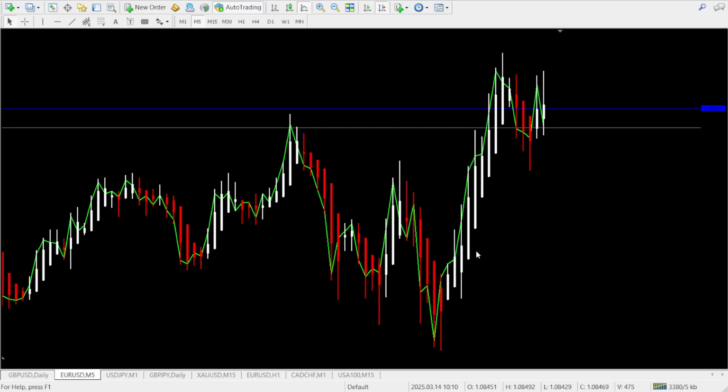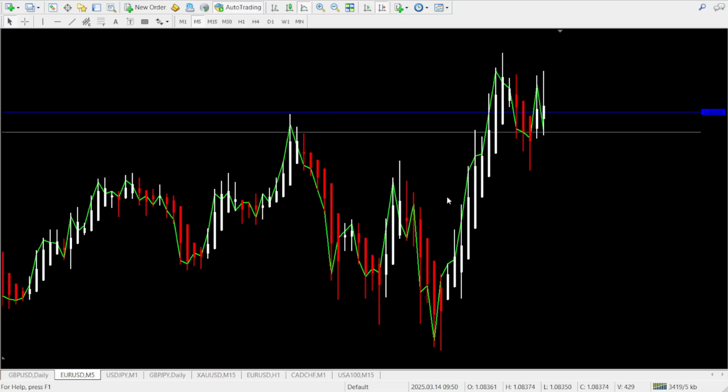So the Heikin Ashi is a modified candlestick charting technique that smooths price movements, making it easier to identify trends and reversals. Now, unlike regular candlesticks which show price changes based on the open, close, high, and low of a single period, the Heikin Ashi calculates an average of the previous bars to create a smoother chart.